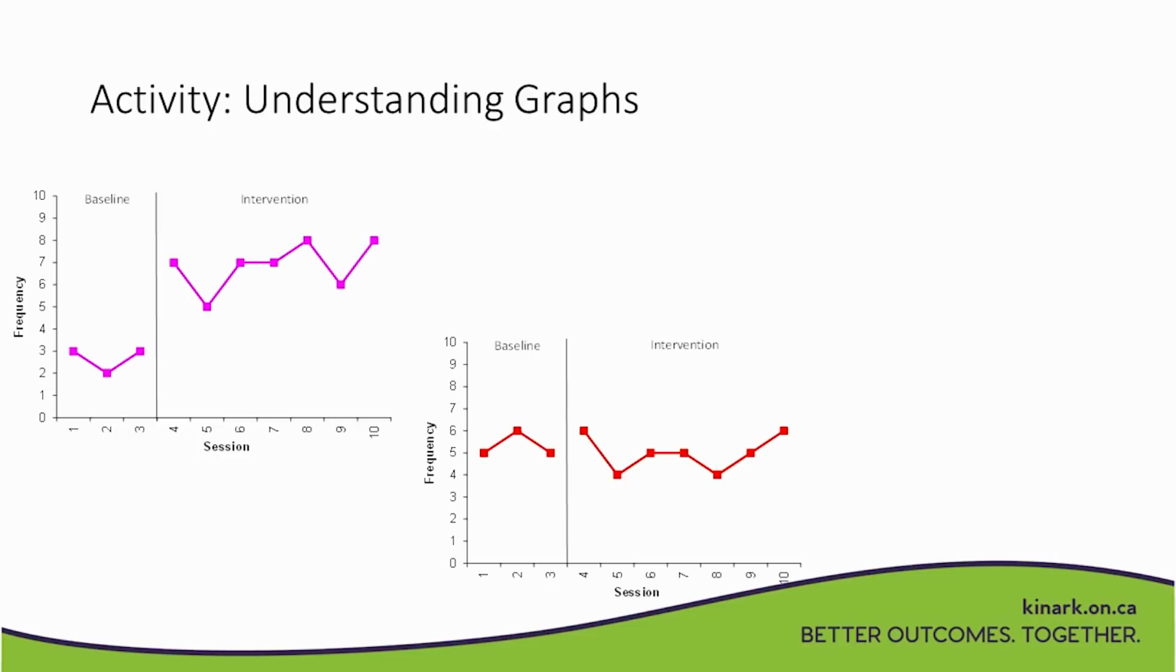The second graph shows us the child's behavior is somewhat stable. For example, if this was data collected on how many chips the child ate during snack, you could see that, during baseline, the child ate 5 to 6 chips each session. After the intervention began to teach the child to eat apple slices instead of chips, the child continued to eat 4 to 6 chips each session.